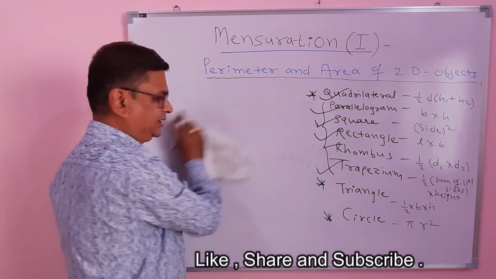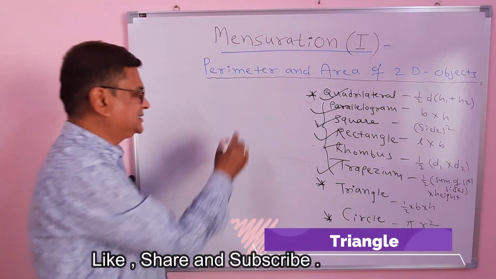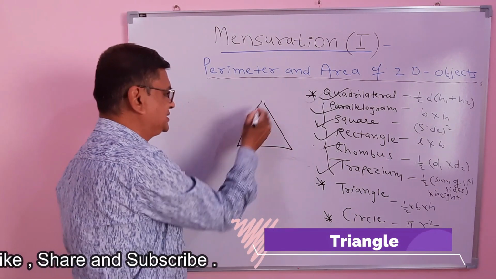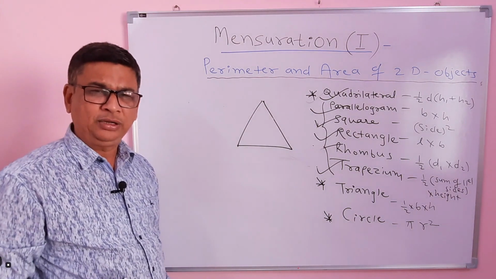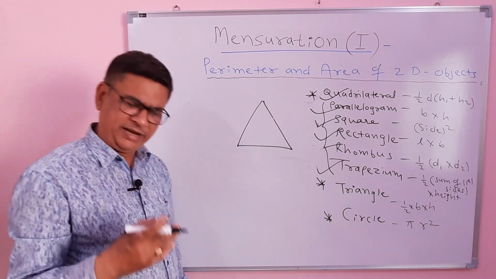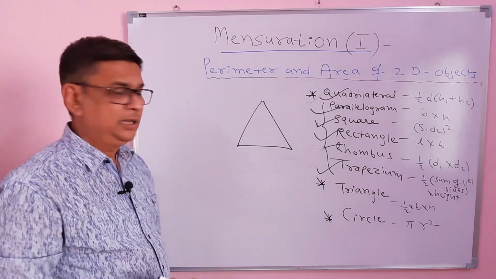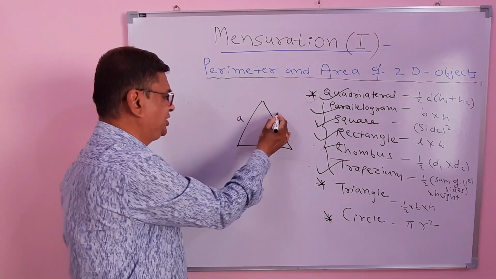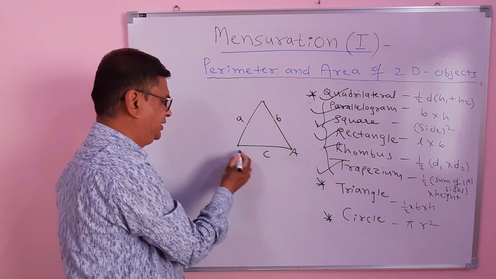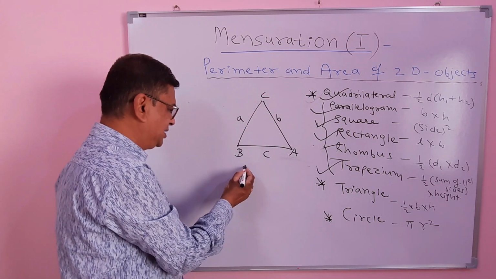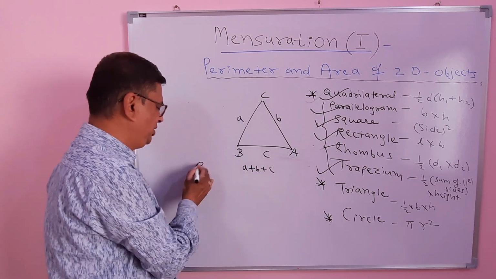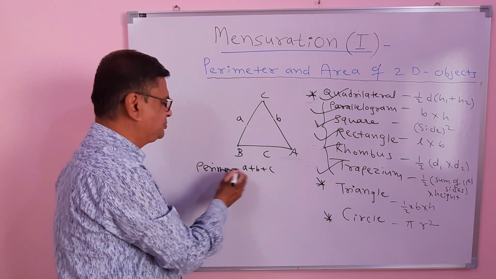The next figure is the triangle. A triangle has three sides, and has various types like equilateral, isosceles, scalene, right angle, acute angle and obtuse angle triangles. For triangle ABC, the perimeter is the sum of all sides, that is a plus b plus c.